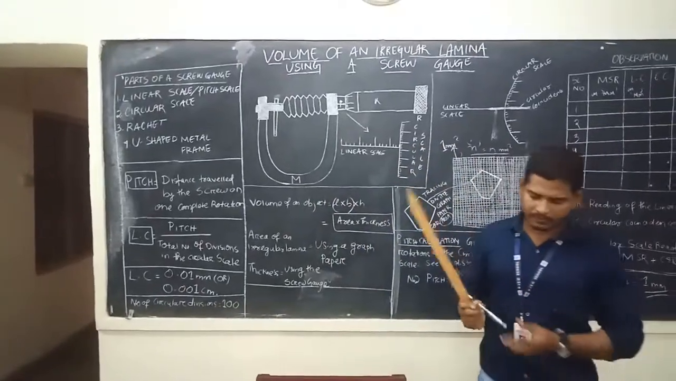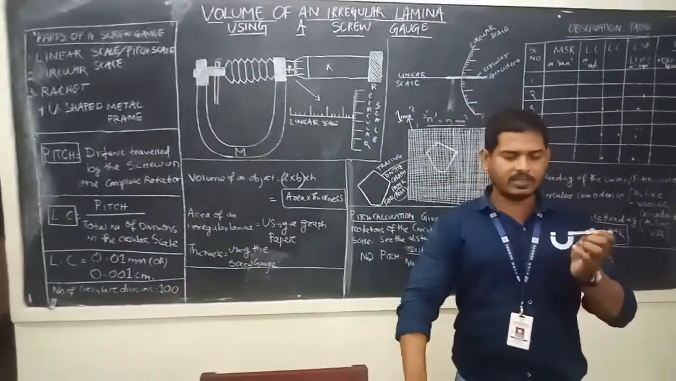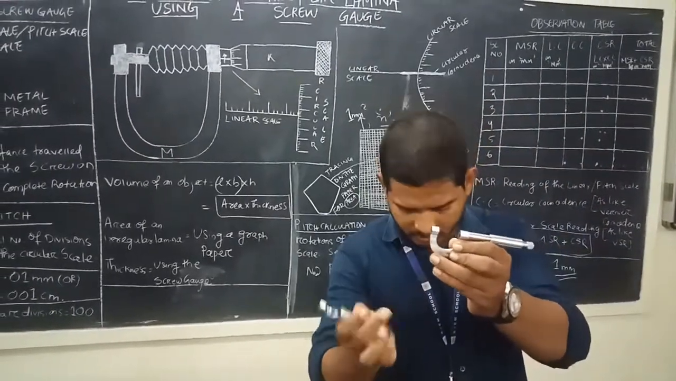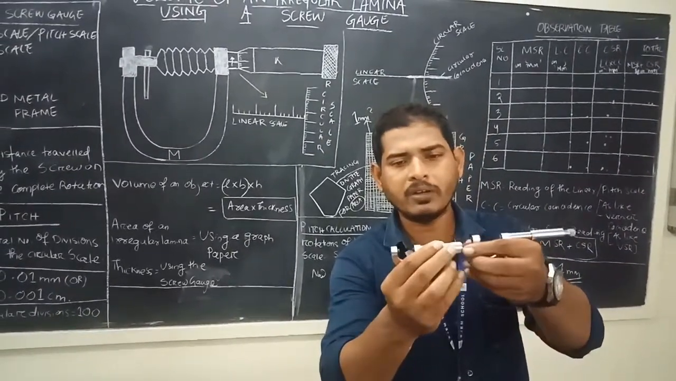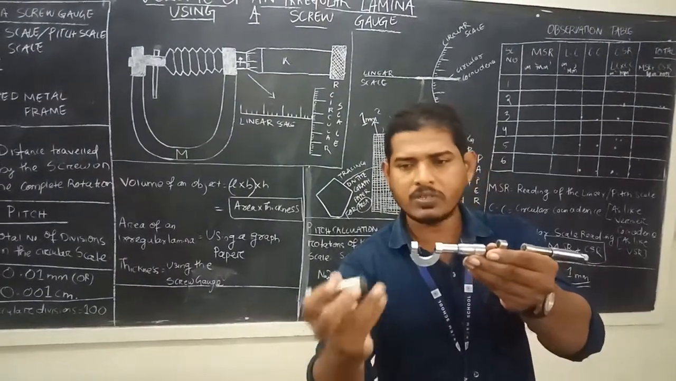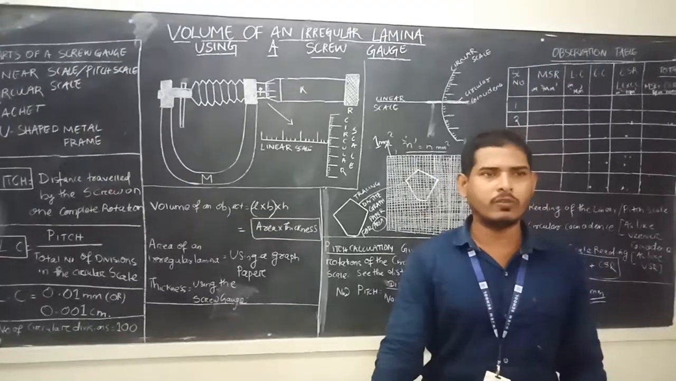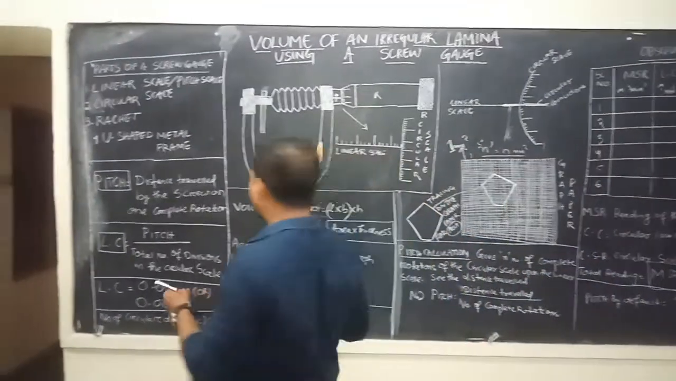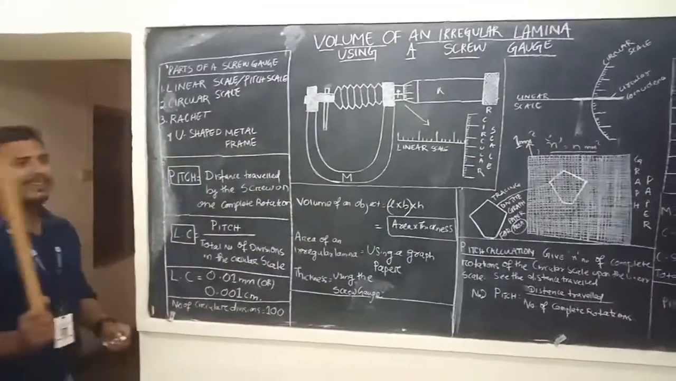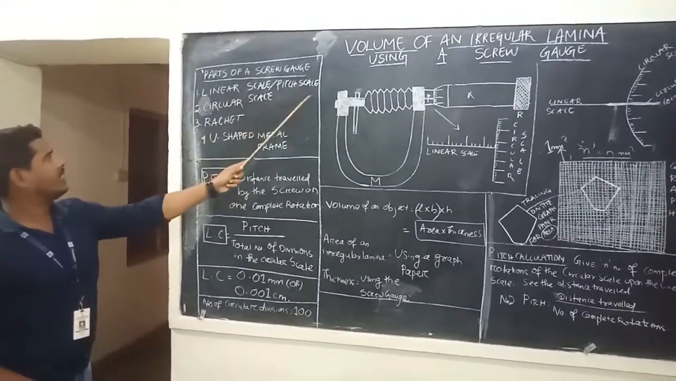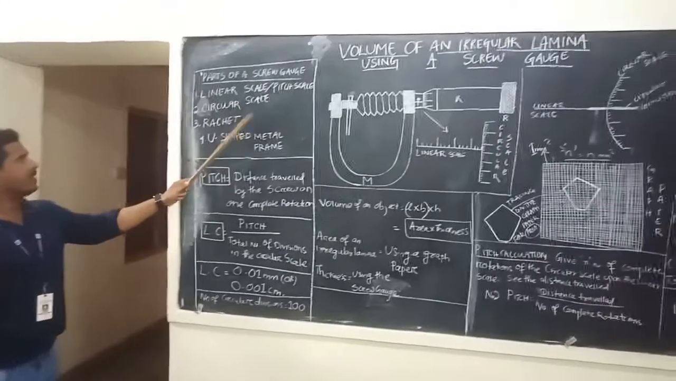But here we can have three types of linear scale. One is of 25 cm, another of 15 cm, and the smallest one is of 10 cm. So we can have three types of screw gauge, with linear scale lengths of 25 cm, 15 cm, and 10 cm. Linear scale is also known as pitch scale. Now come to your circular scale.